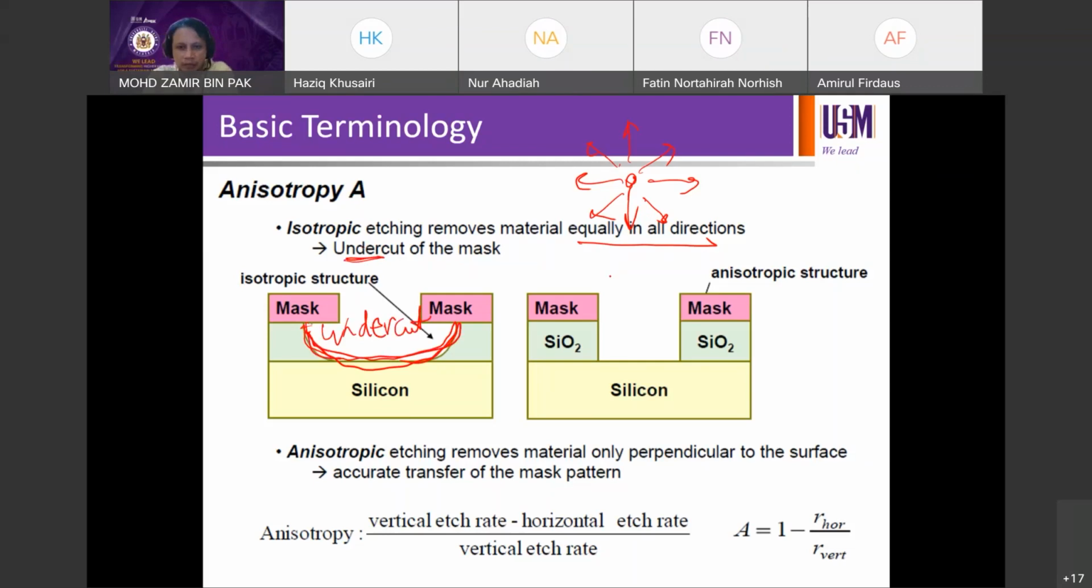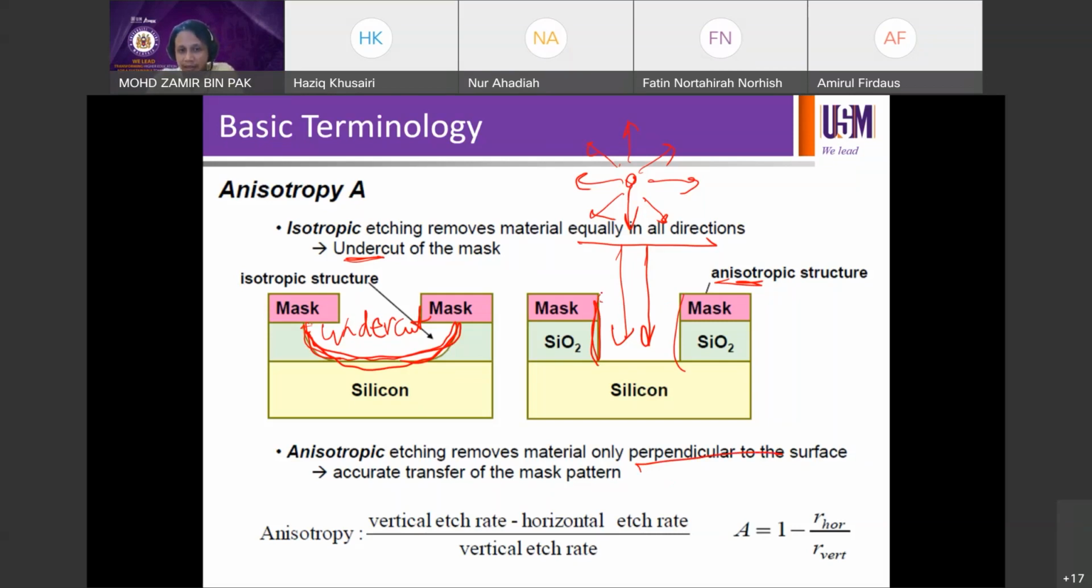So on the other hand, if you etch anisotropically, then it will just etch in one direction, then you will get a vertical wall. But ideally, you won't be getting vertical walls, but you'll be getting near vertical wall. Mungkin positive sikit, mungkin slightly negative. It depends on what you intend to get. But typically, it's a bit positive. Anisotropic etching removes material only perpendicular to the surface, which is one direction, accurate transfer of mask pattern.